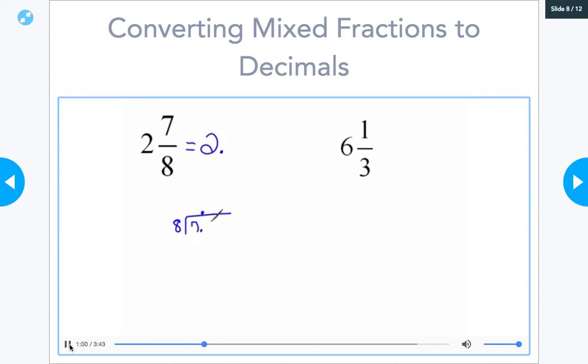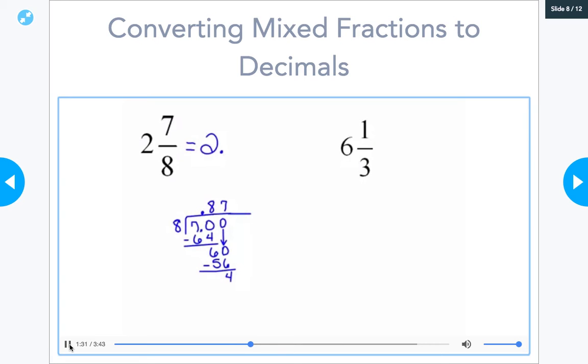8 will not go into 7, so we're going to have to add a 0. 8 will go into 70, though, 8 times. 8 times 8 would be 64. And when we subtract, we would get a 6. Now remember, we're supposed to go to 3 decimal places, so we're not done. We need to keep adding zeros and keep going. So 8 will go into 60 7 times. 7 times 8 would be 56. When we subtract, we get 4.